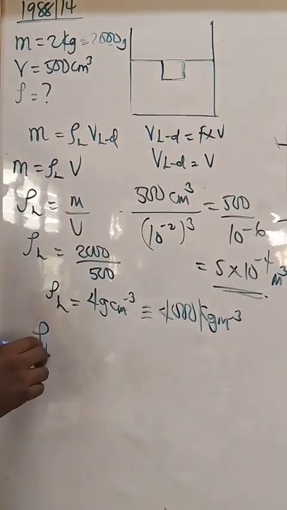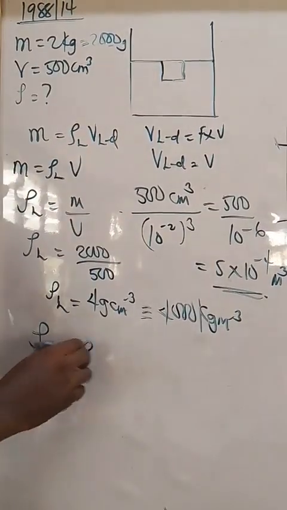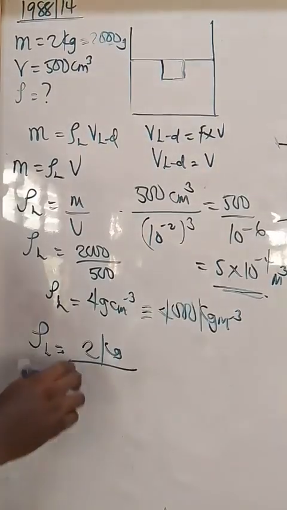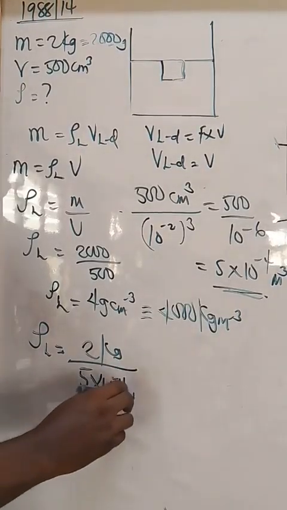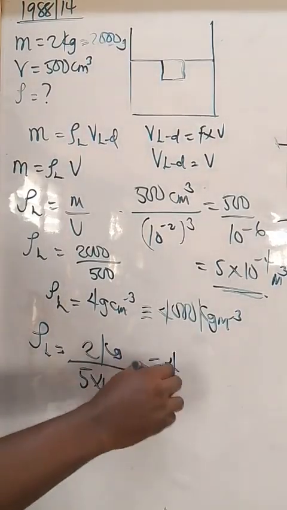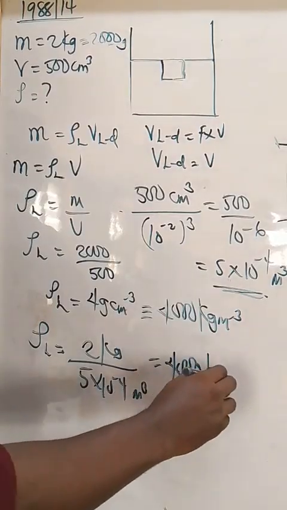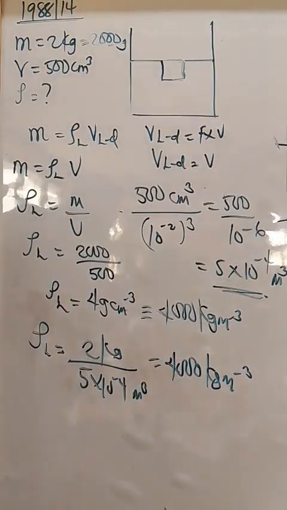So we can have the density of the liquid equals the mass, which is 2 kg, over 5 times 10 to the power minus 4 meter cube. So directly we get 4,000 kilogram per meter cube.